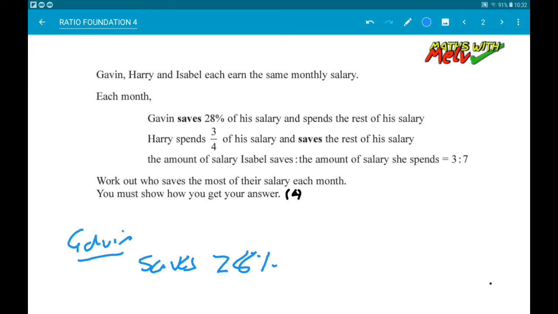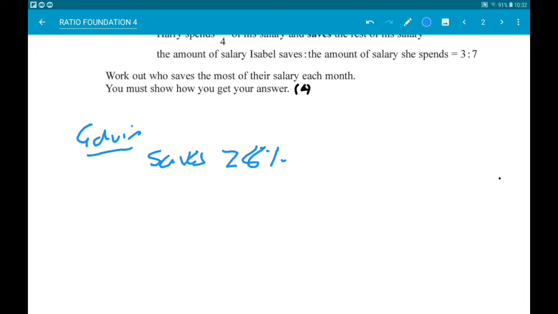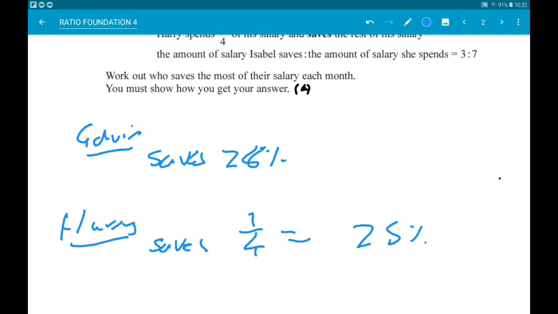Now Harry spends 3/4. So that means Harry saves 1/4. Now 1/4 as a percentage is 25%. So at the moment, Kevin is winning.